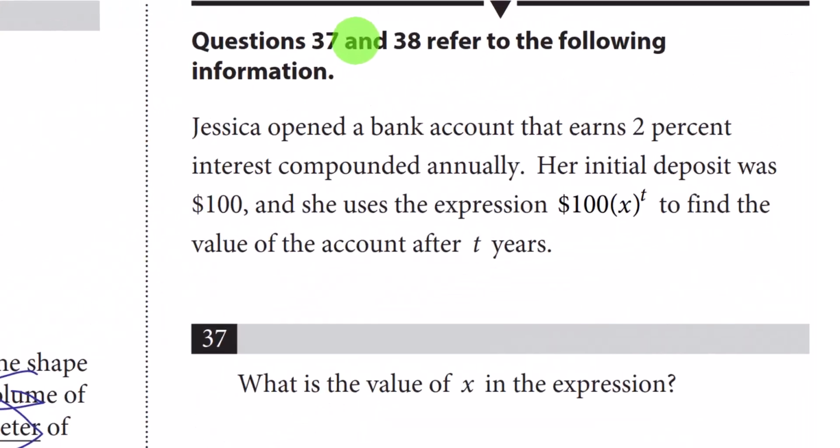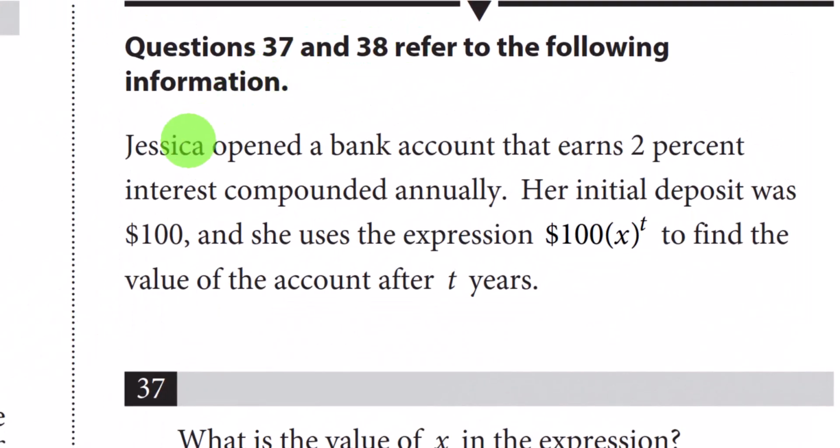Okay, 37 and 38 refer to the following information. Jessica opened a bank account, 2% interest compounded annually. That just means that every year she gets a total of 2% back. Okay, her initial deposit was 100. She uses the expression blah, blah, blah. Maybe you guys have seen this expression. This is the compound interest expression.